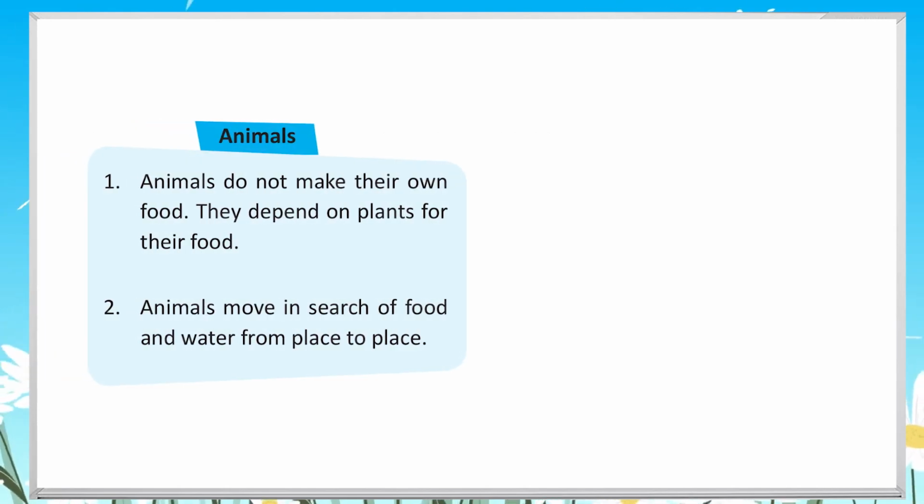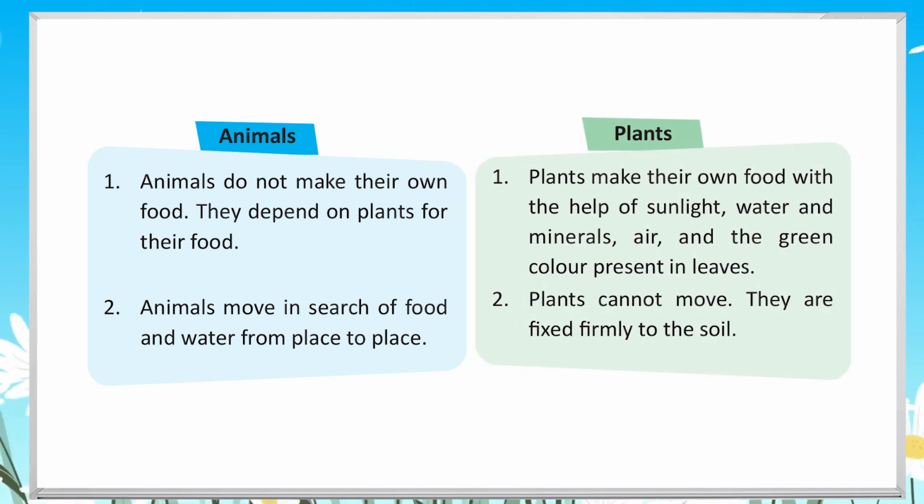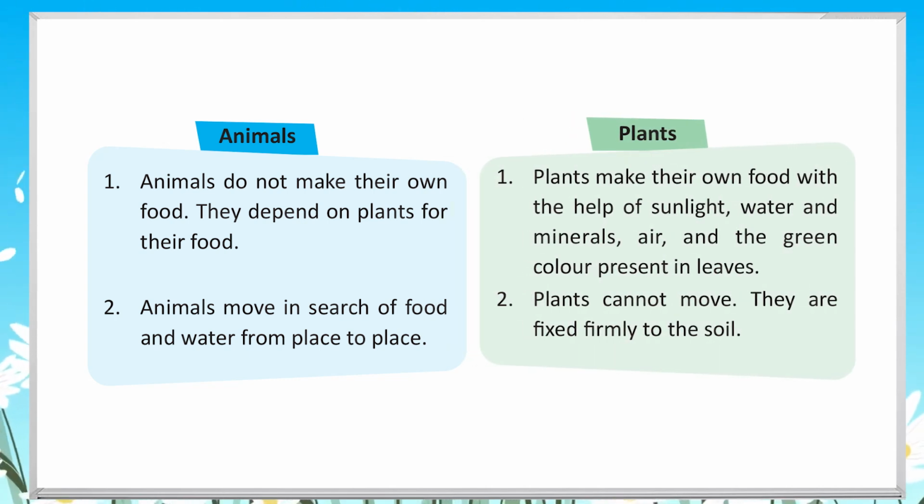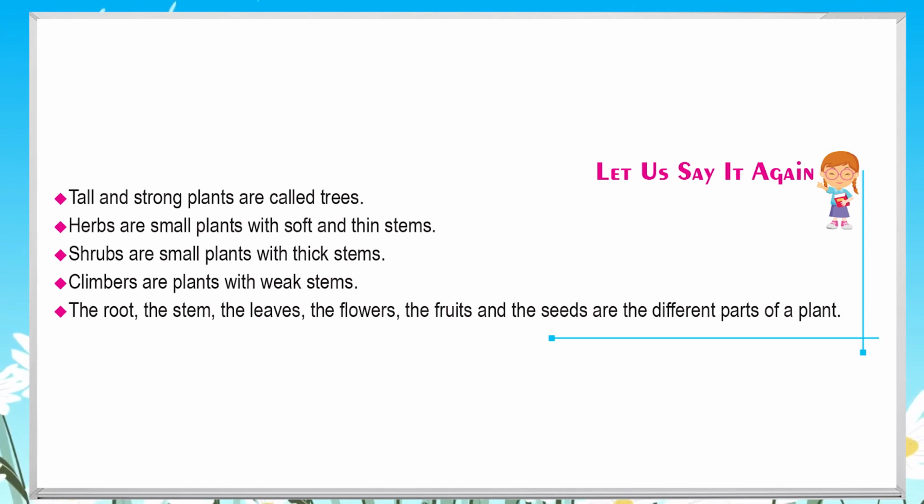Animals. 1. Animals do not make their own food. They depend on plants for their food. 2. Animals move in search of food and water from place to place. Plants. 1. Plants make their own food with the help of sunlight, water and minerals, air, and the green color present in leaves. 2. Plants cannot move. They are fixed firmly to the soil.